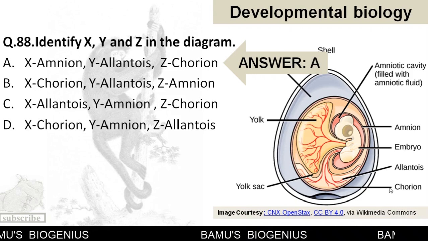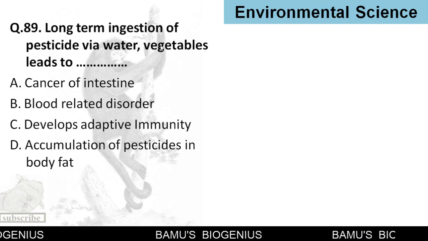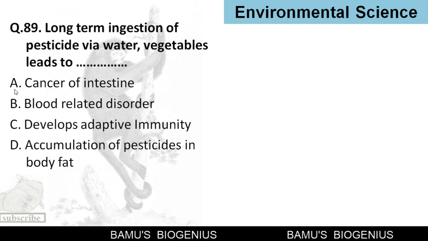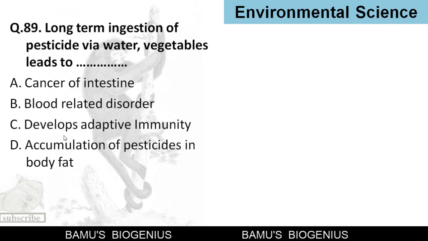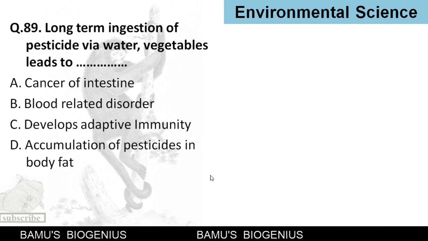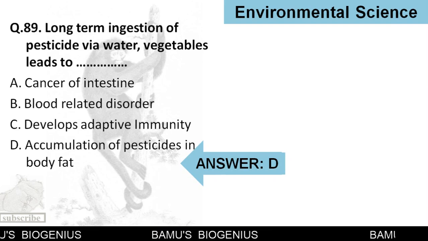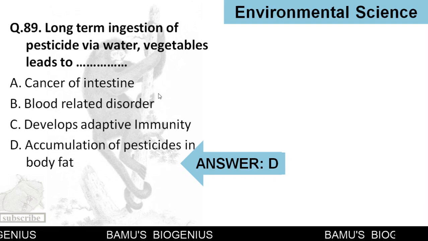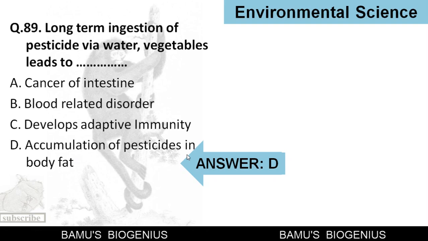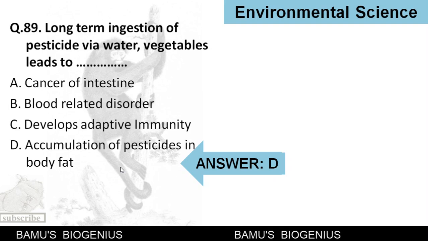Then question number 89. Long-term ingestion of a pesticide via water, vegetables leads to A. Cancer of intestine. B. Blood-related disorder. C. Develops adaptive immunity. And D. Accumulation of pesticides in the body fat. So the answer is accumulation of pesticides in the body fat. So answer is D. All these are the after effects of the accumulation of pesticides. So this is the most appropriate answer for this question.